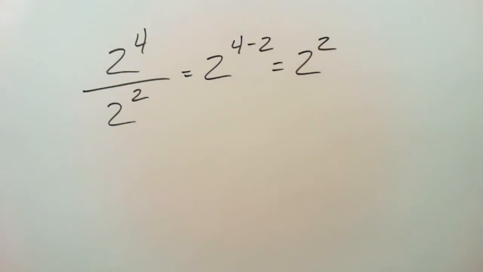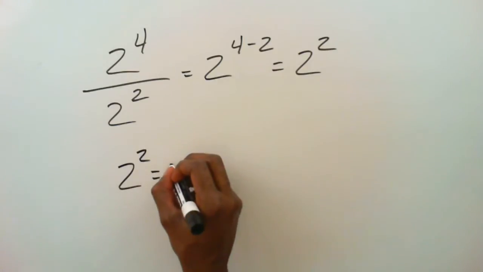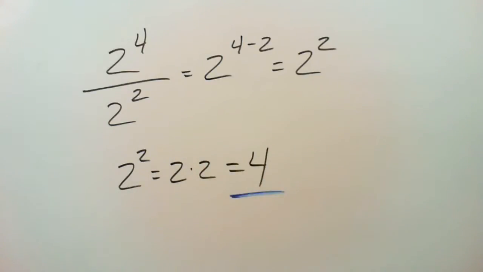After applying the quotient rule, the expression is reduced to 2 to the second power. At this point, you want to raise the base 2 to the second power. In doing so, we get 4 as the answer.